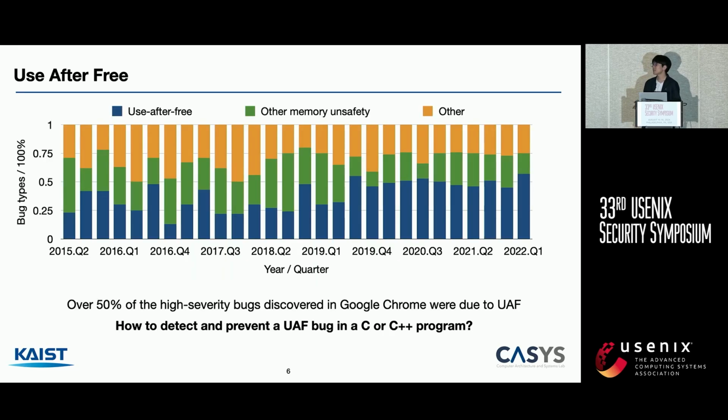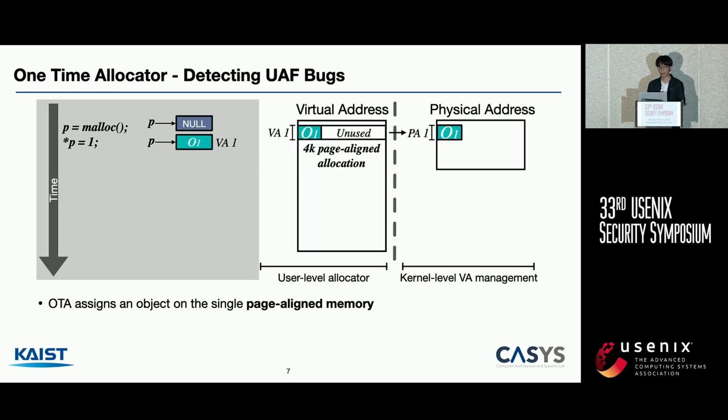So use-after-free is a critical vulnerability leading to various kinds of malicious actions in unsafe memory languages such as C or C++. For example, in 2022, Google reported that over half of the high-severity bugs discovered in Google Chrome were due to use-after-free. So in this context, the question of how to detect and prevent use-after-free in a C or C++ program should deserve programmers' attention.